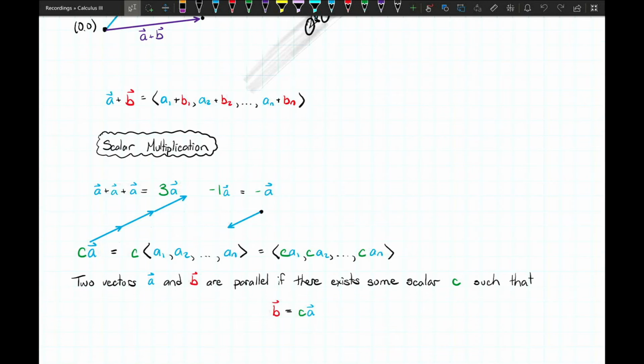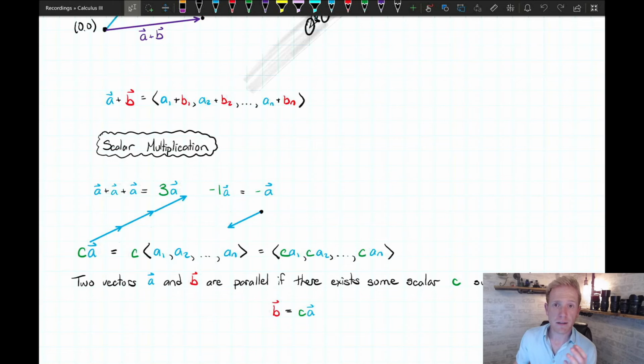Two vectors, A and B, are parallel if there exists some scalar such that B is a scalar multiple of A. That's a quick way of being able to check if two vectors are pointing in the same direction or in exactly the opposite direction, depending on whether C is positive or negative.